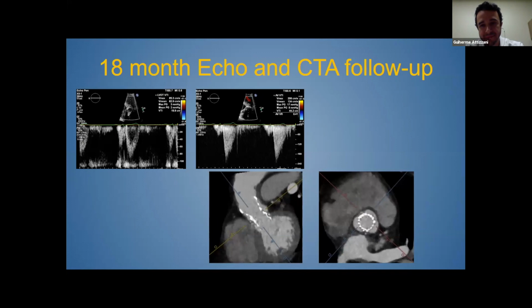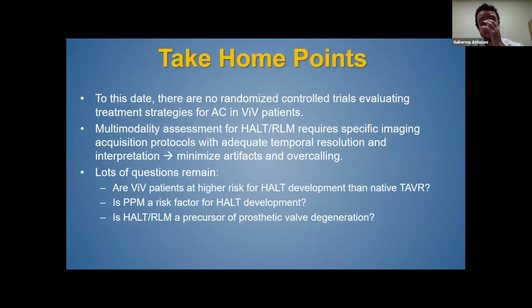So great. I guess just to conclude here, as we all highlighted, there's no randomized trial yet for the anticoagulation strategy for these patients. We definitely need to borrow the multimodality approach to highlight how we can detect that. A lot of the questions to me remain: are these patients at a higher risk for HALT development, and therefore anticoagulation strategies? Is prosthesis-patient mismatch also a risk factor for HALT development? And could this be a precursor of prosthetic valve degeneration?